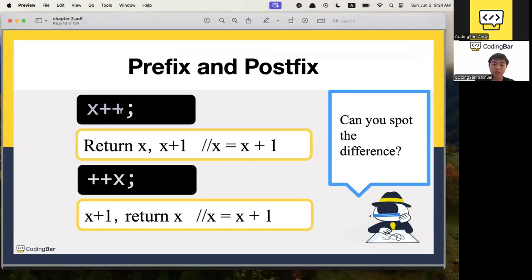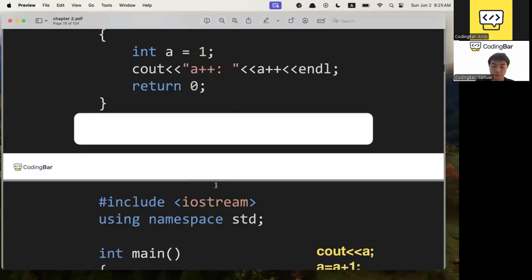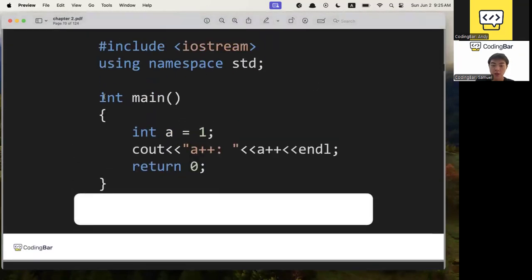So what does x plus plus do? x plus plus will return x first, and then assign x plus 1 to x. So this is a bit abstract. It's very hard to imagine, right? But later we will have some examples. And plus plus x means we assign x plus 1 to x first, and then we return x. So this is very abstract, I know. So let's take a look at the example. First, let's try this.